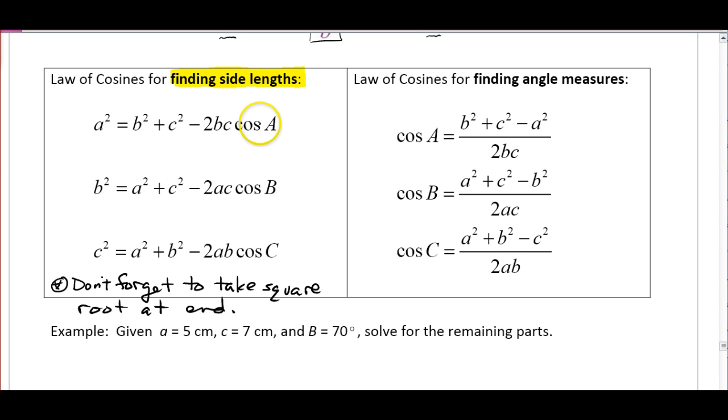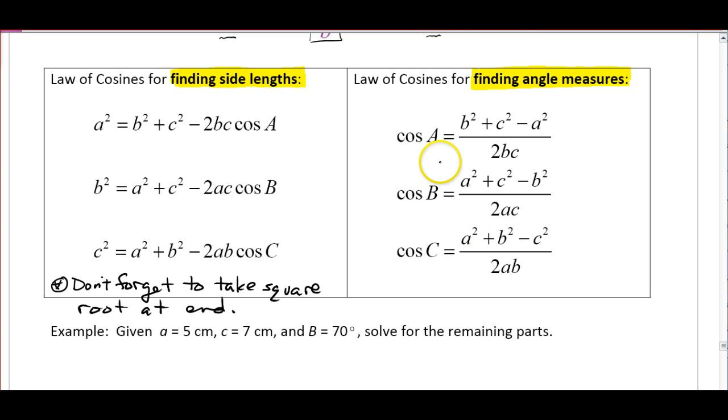Now, if I take these 3 formulas here and I solve it for cosine A, cosine B, and cosine C, I'm going to end up with the formulas over here on the right that we use for finding angle measures. Okay, we really only need to have these one set of formulas on the left, and if we want to find an angle, we would just solve for it. But it's easier if we have it already solved for A, B, and C. And then if you notice, if I substitute in the lengths of my sides for each of these, I would get the cosine of A.